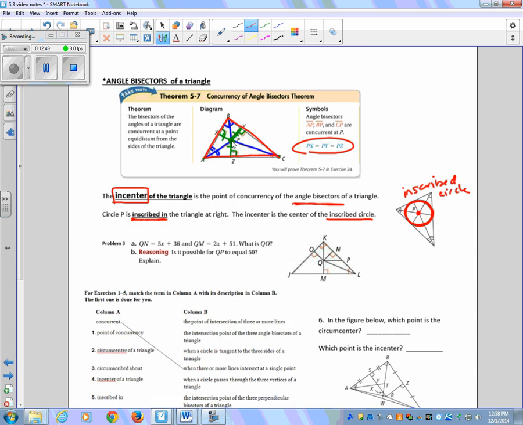This sentence really does make sense. The incenter, these words, make sense. Incenter is the center of the inscribed circle. The circumcenter is the center of the circumscribed circle, which we said on the other page anyway. But think about the words. Incenter is the center of the inscribed circle. Circumcenter is the center of the circumscribed circle.